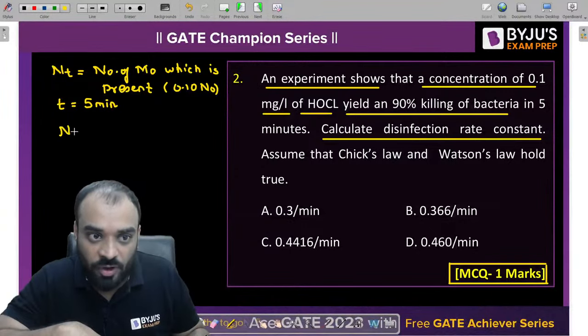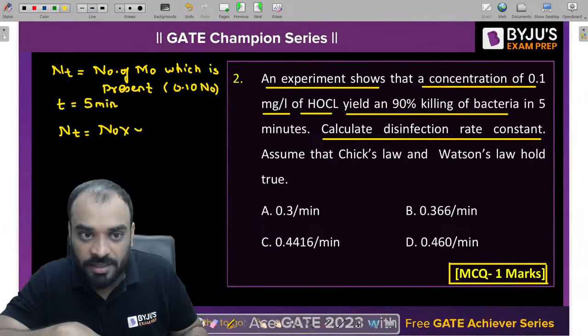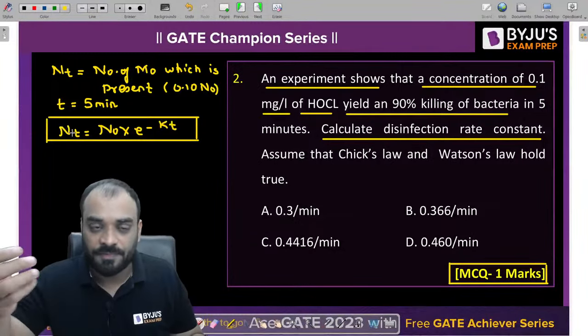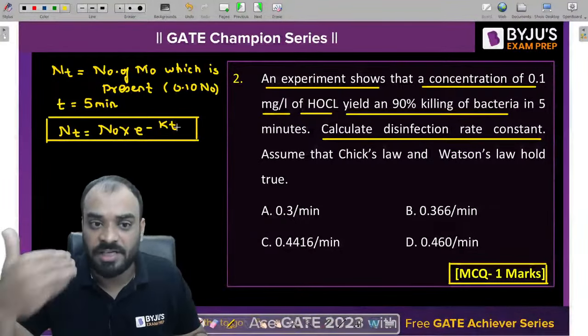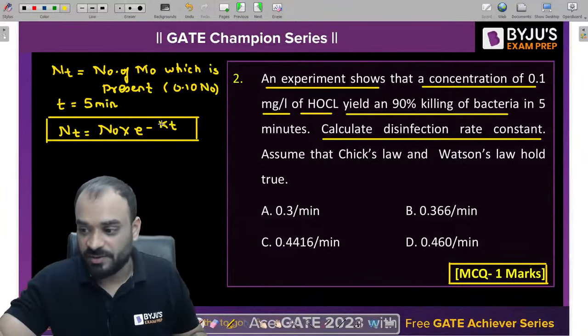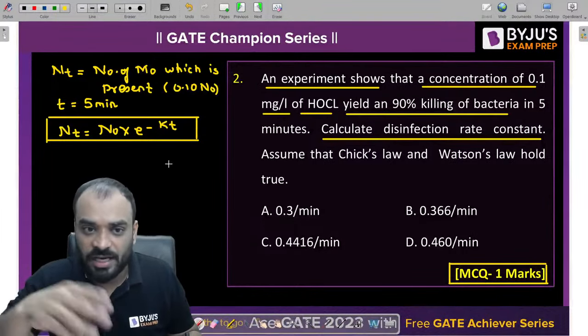Do you remember the formula guys? NT is equal to n0 multiplied by e raised to power minus K into T, and this formula is given by the Chick's law, right? And what exactly it is saying: the number of microorganisms which are present after certain time t when we are having this rate as a disinfection rate. That is the concept. So let's put the value and get the answer, and this is a 1 mark question.